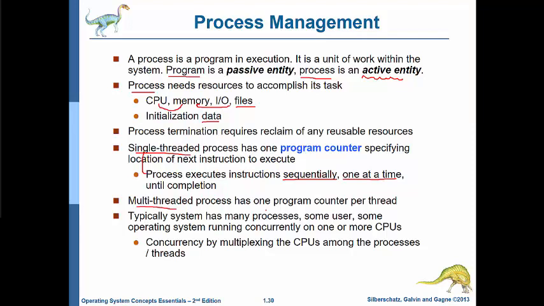If it's a single thread, then it is sequential, meaning one at a time. If it is multi-threaded, then a program counter is available per thread. So if you have 4 threads, for example, then you have 4 program counters. Here with a single thread, you have only 1 program counter, no matter what. In multi-threading, you can create more and more program counters. Typically, a system has many processes, some operating systems running concurrently on 1 or more CPUs. Concurrency is achieved by multiplexing the CPUs among the processes and threads.